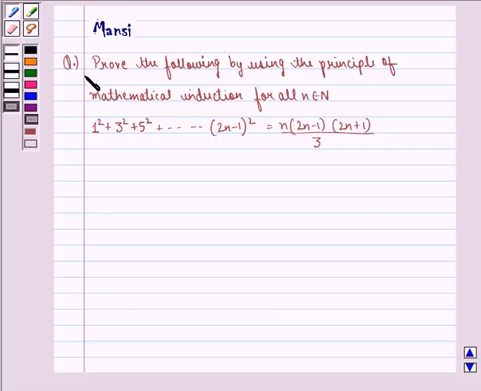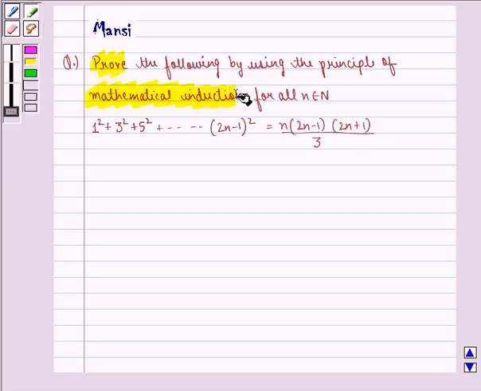The question says, prove the following by using the principle of mathematical induction for all n belonging to natural numbers: 1 square plus 3 square plus 5 square up till (2n minus 1) the whole square equals n into (2n minus 1) into (2n plus 1), the whole divided by 3. In this question, we need to prove by using the principle of mathematical induction.